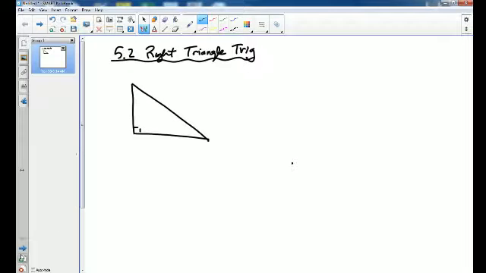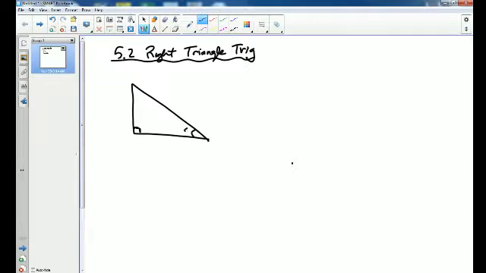It has to be a right triangle for us to use these, okay? I'll show you later in the year how to use these without right triangles, but for now, just isolate yourself into right triangles. Okay? First thing you have to be able to do is identify sides.